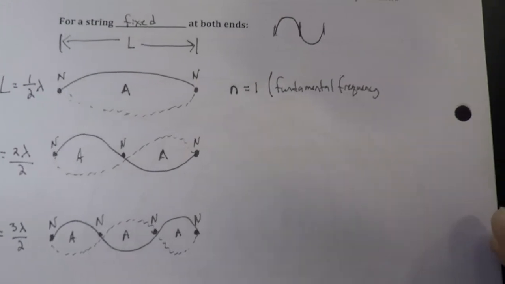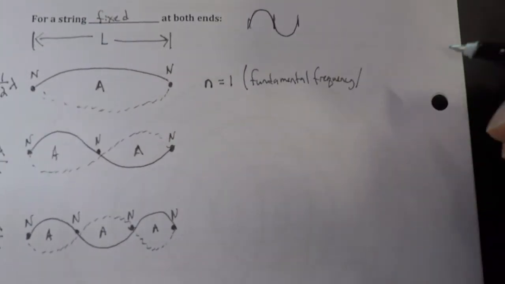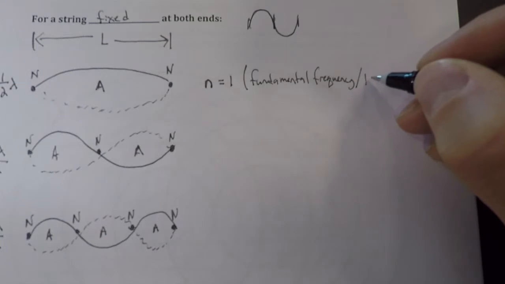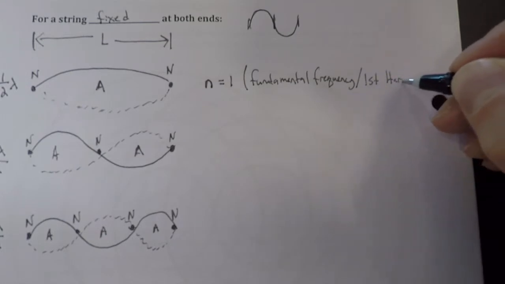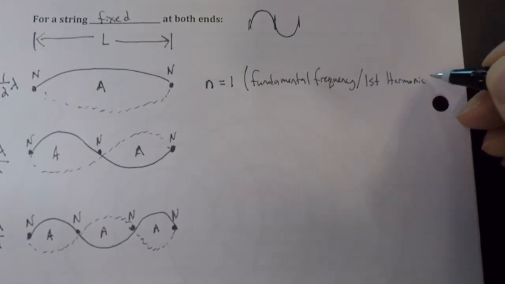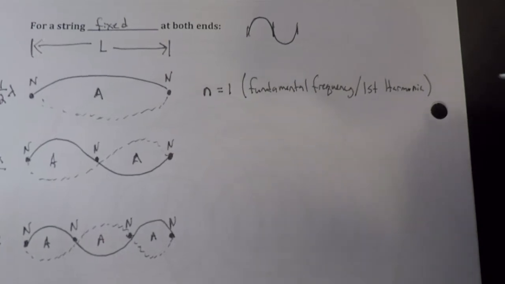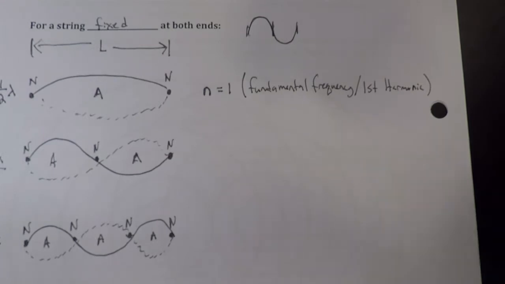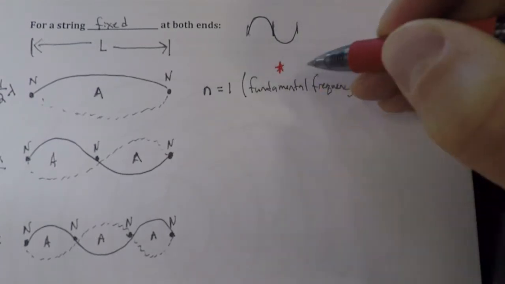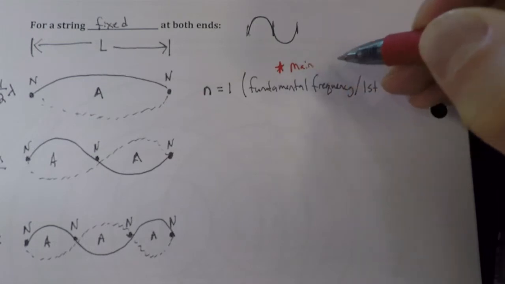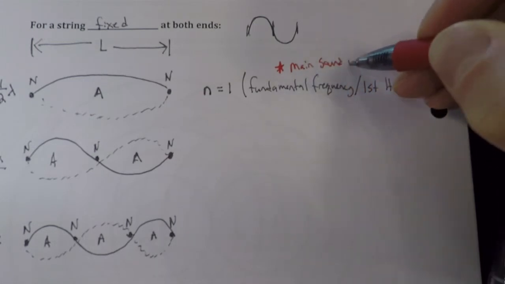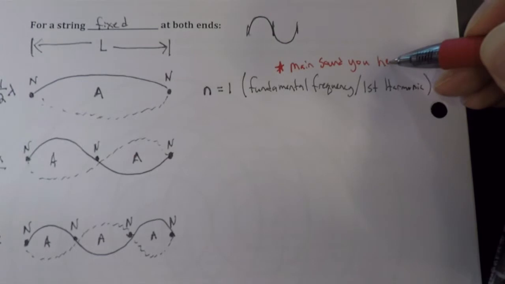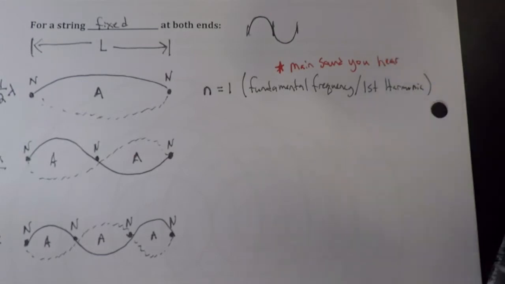I mean, that's really what's going to be most important, is the sound that we get out of this. So our fundamental frequency. Sometimes this is also called the first harmonic. So n equals 1 is the fundamental or the first harmonic. And out of all the frequencies that we hear, this is the most important. So we'll put a star right here. This is the main sound you hear. So if you pluck a guitar string and it's the G string, then you're going to hear the note G. That's going to be this fundamental, this main first one.